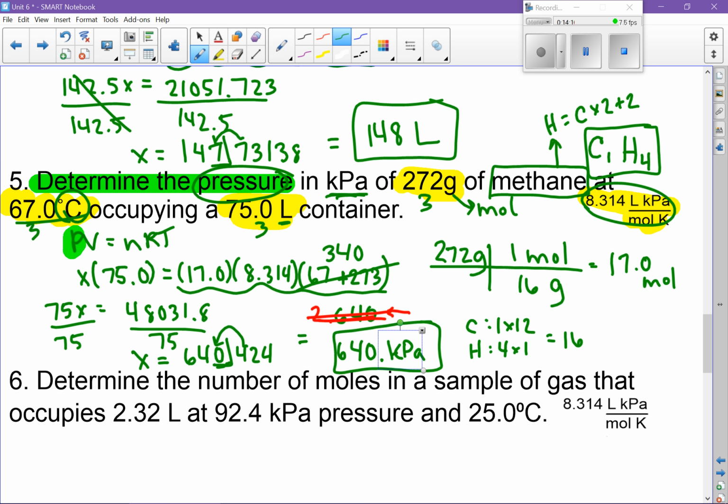Alright, that's as hard as it gets with this extra little bit of grams right here. So if you're feeling good about that, try the rest of the problems on your page. If you want a little bit more help, I'll walk through the rest of them.